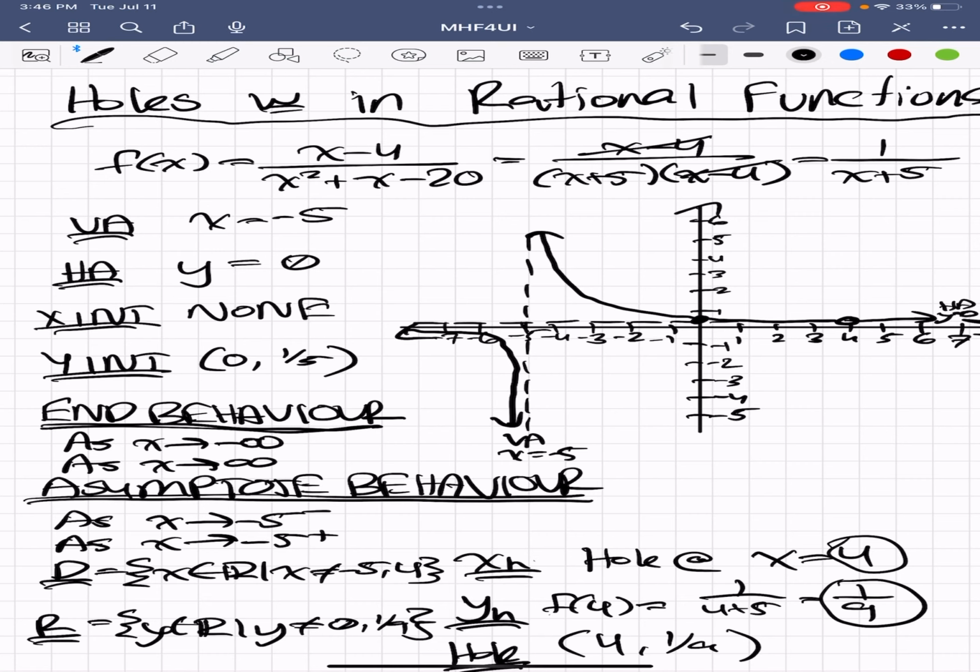So as you can see, we graphed it here. And it's graphed completely.